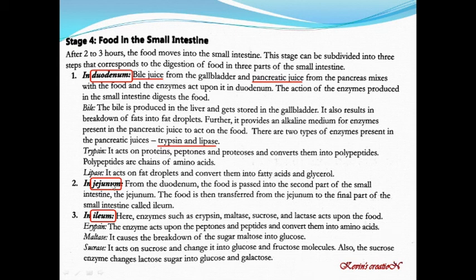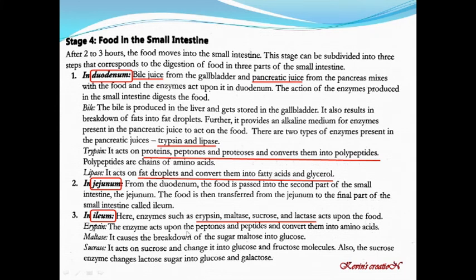In jejunum, that is the second part of the small intestine, here digestion doesn't take place. The food comes from the duodenum, goes to jejunum, and then it is transferred to the ileum, the last part. Here enzymes such as erepsin, maltase, sucrase and lactase act upon the food. So 4 enzymes are added to the food again in the last part of small intestine. Now here, though it looks complicated, when I show you in the chart and the table, it will be easy. Again, this will be taught in class 8, so need not worry.